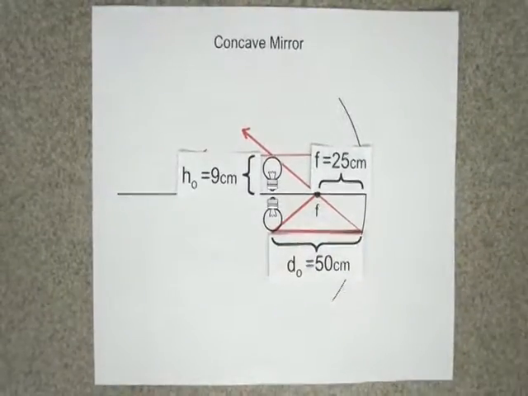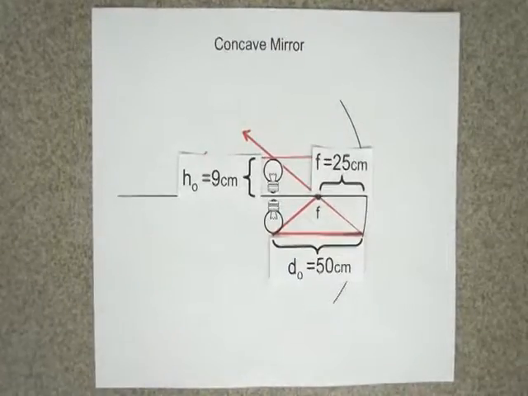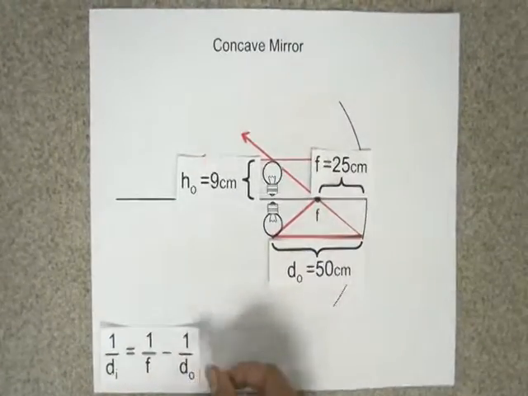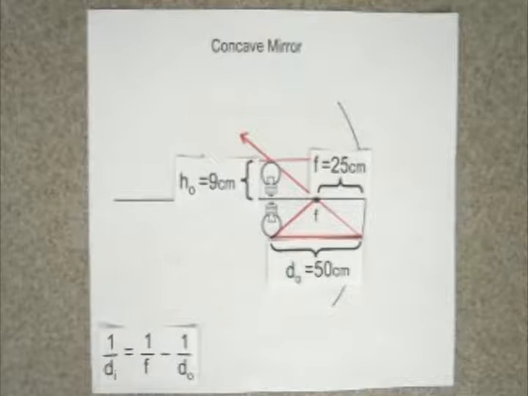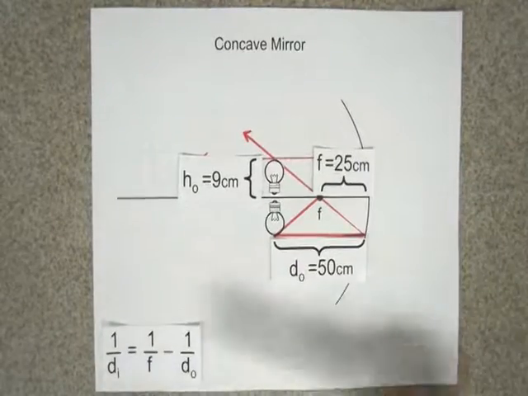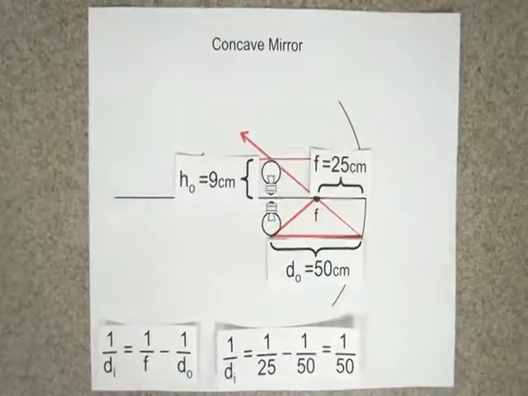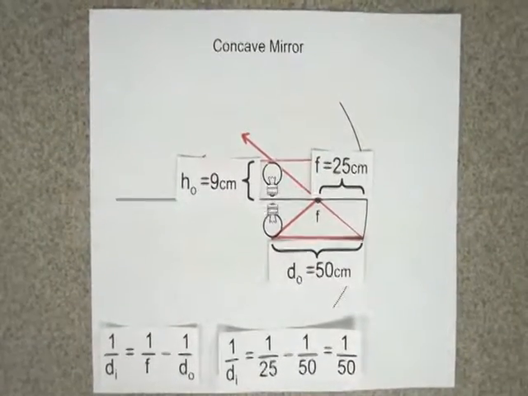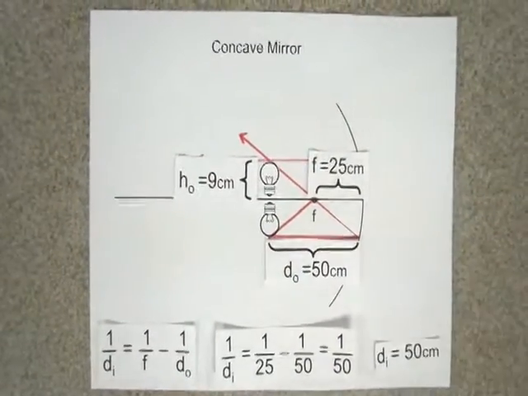Now let's do some calculations. Starting with the thin lens and mirror equation, we can calculate the distance of the image by measuring the distance of the object and using a known focal length. The inverse of DI equals the inverse of F minus the inverse of DO. By substituting in the numbers, you can see in this case, the distance of the image comes out to be the same as the distance of the object.